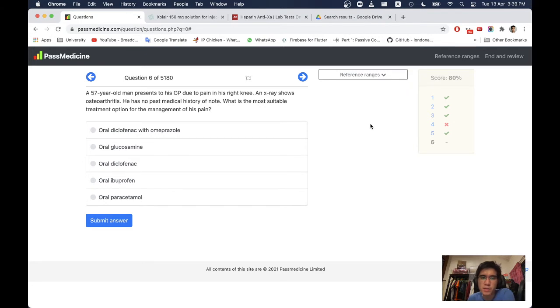Osteoarthritis, pain management. What's the most suitable treatment option for pain management in osteoarthritis? Is it naproxen or paracetamol? I know for back pain you can't use paracetamol alone, according to NICE guidelines. What about osteoarthritis of the knee? You want to try paracetamol first, right? It's the most benign one.